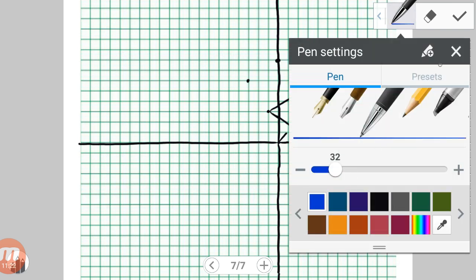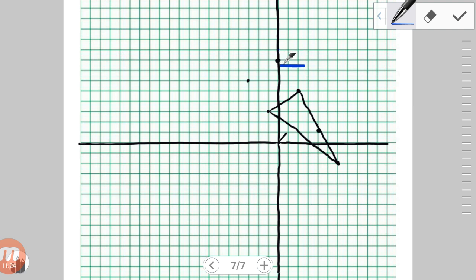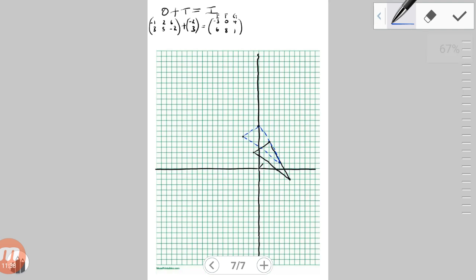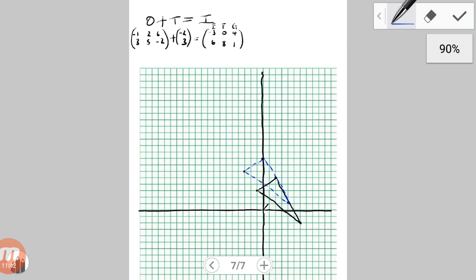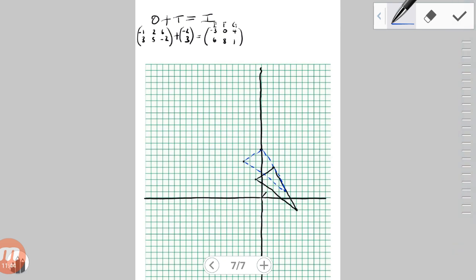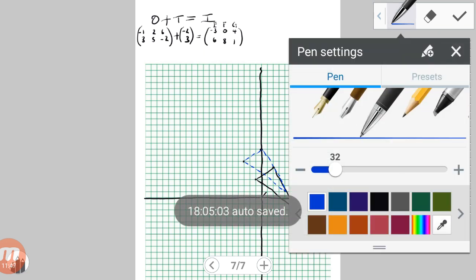Alright, so I'm just going to be using a blue to overlap, and so we have here this pre-image. Okay, so it's just going to overlap a little bit, but that's fine. All right, so that is our pre-image that we're looking for. Now it undergoes a reflection in the line y equals negative x.